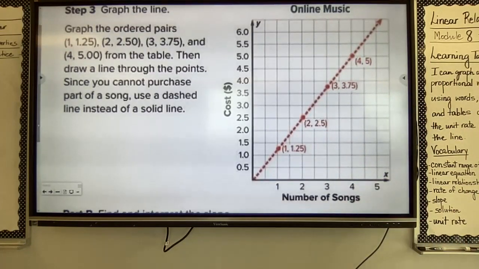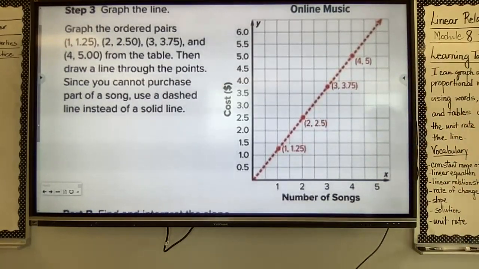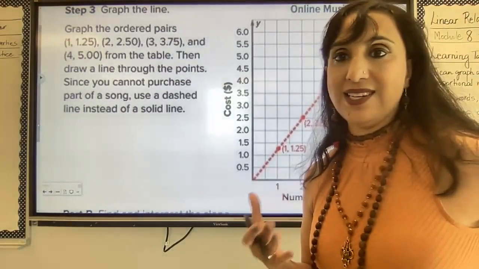Okay, so once you've drawn this graph, here we can go ahead, and since you cannot purchase part of a song, that's why this dashed line is there instead of a solid line, because you've got to obviously get the entire song, right?